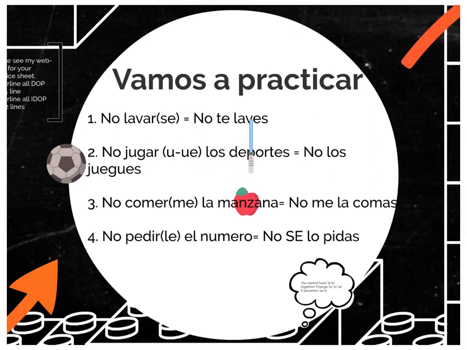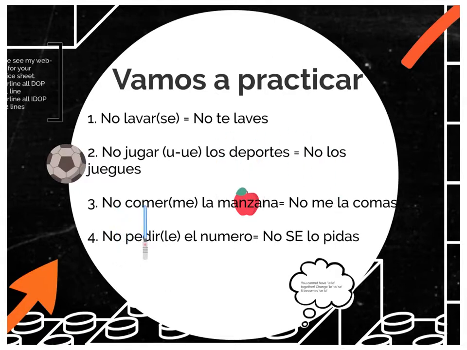So I've got no te laves, es, because this is an AR verb. No jugar los deportes, okay? Well, there's no te, there's no reflexive. I'm just saying don't play the sports, don't play them, okay? This is a U to UE stem changer, and it's also a GAR verb. So no, in my direct object pronouns, this is what that is, a direct object pronoun. It's masculine, and it's also plural, so that's where the los comes from. No los juegues. Don't play them. Them meaning the sports.